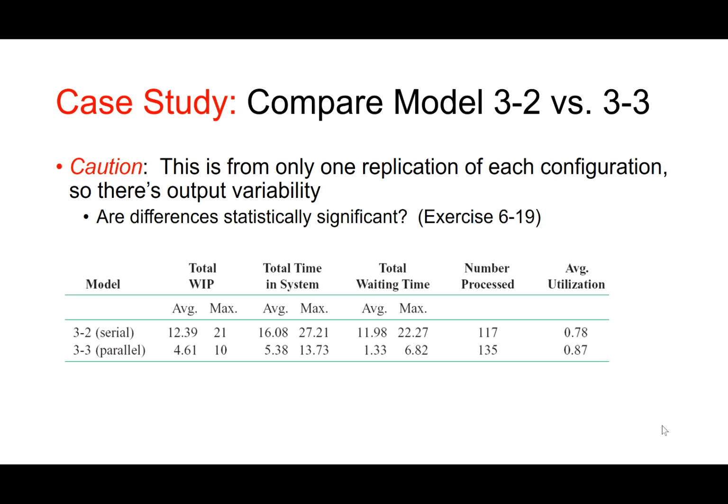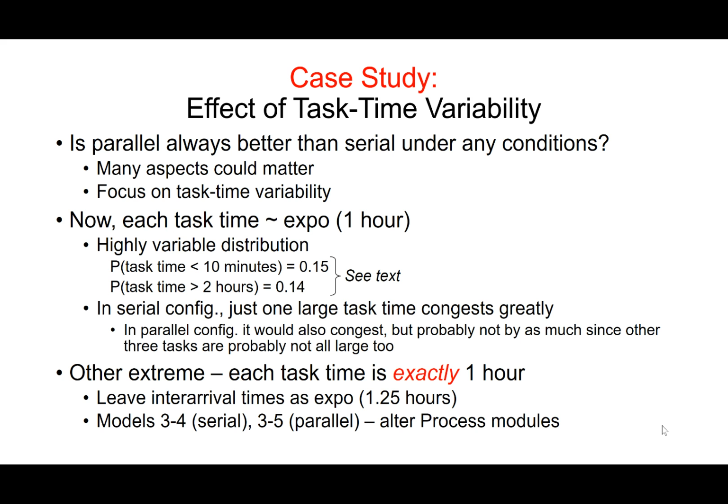The total work in process goes from 12.39 to 4.61 in a series versus parallel system. The total waiting time is even more dramatic, 11.98 to 1.33, and the number processed is about the same.